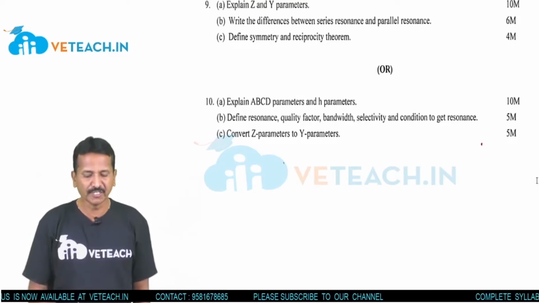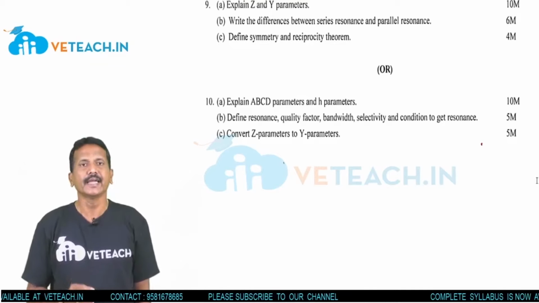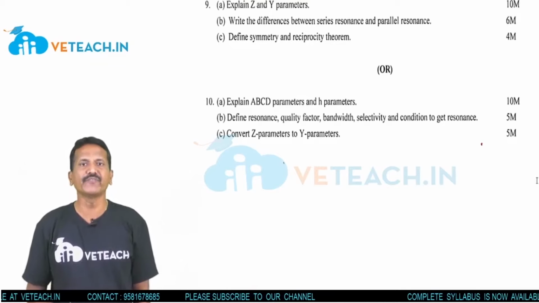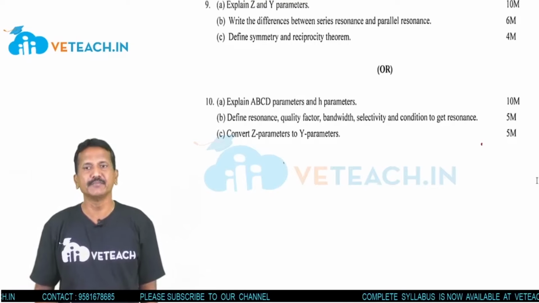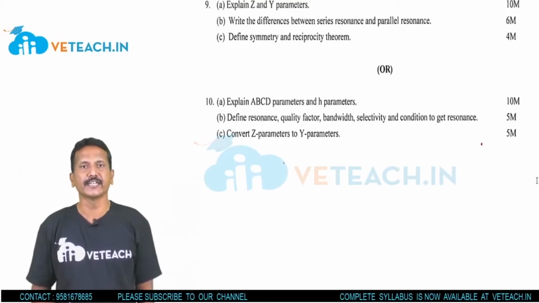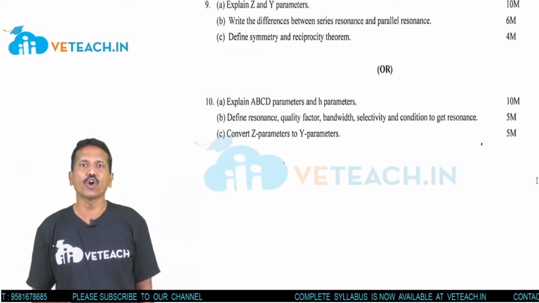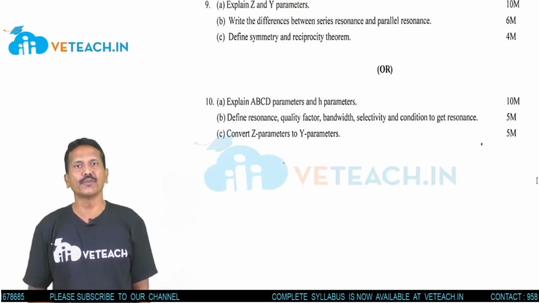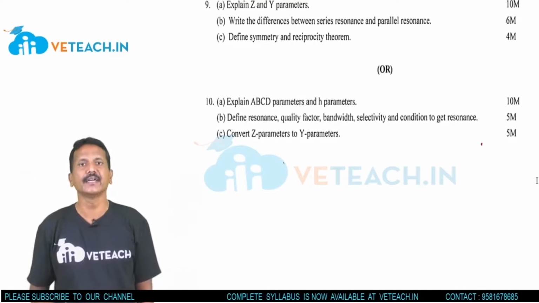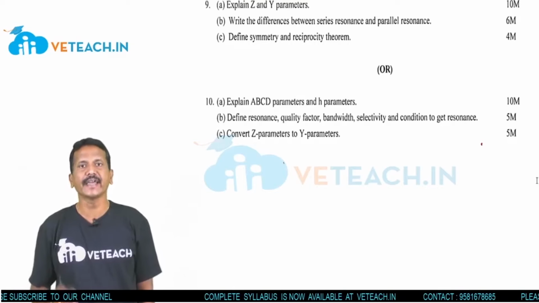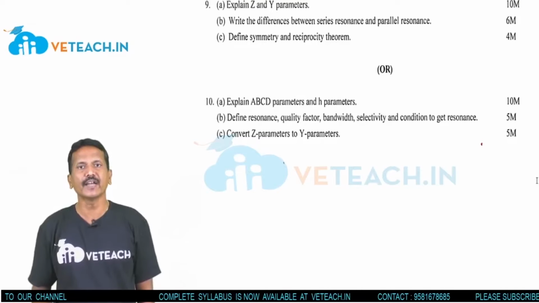Now define symmetry and reciprocity theorem. Okay, in a two-port network we have two different conditions that should be satisfied. Those are the symmetry condition as well as the reciprocity condition. Reciprocity condition is nothing but a combination of two ports, port 1 and port 2 being linked. That is what we call reciprocity. Whereas symmetry is exclusive to port 1 as well as port 2.